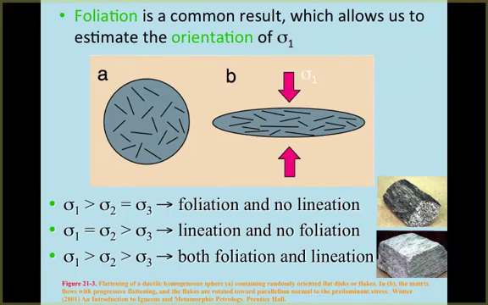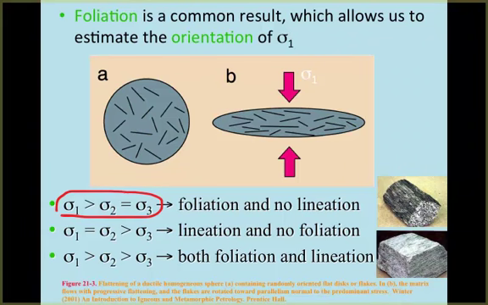Now, we aren't necessarily going to get vertical greatest compressive stresses. And of the three compressive stresses, they all may have different magnitudes. So in a situation where we have sigma 1 that is larger than both sigma 2 and sigma 3, but sigma 2 and sigma 3 are similar, we're going to get a foliation, but there will be no lineation. There won't be an alignment in the length of those elongate minerals.